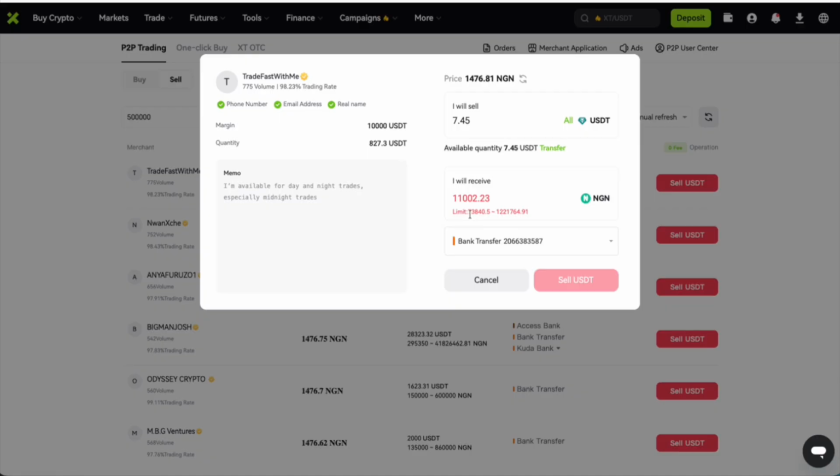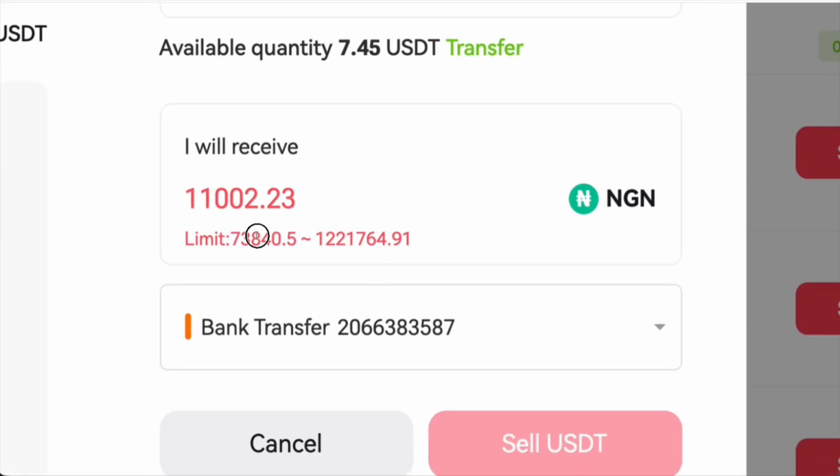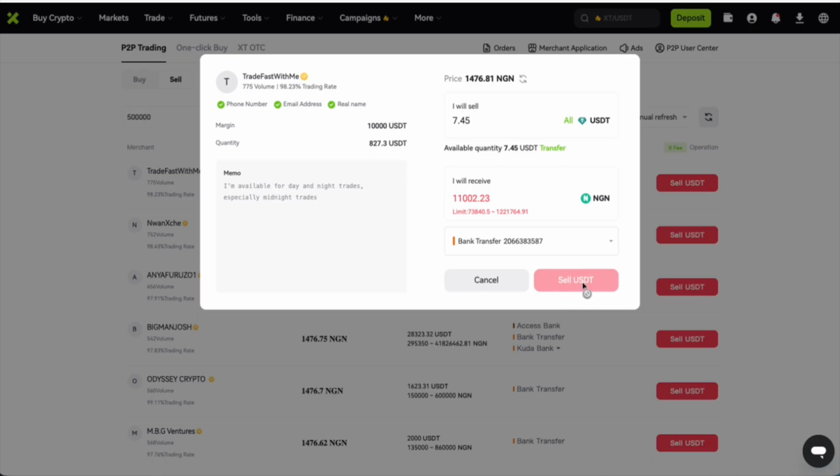Now, once I click on sell, you can see here the person's limit. This is the limit that I can sell to this person. I cannot sell 7 USDT. So once the limit is available, this will be active, and you just click on sell, and your account number will be shown to the person, just like the person's account number was shown to you when you were buying. This merchant will make a transfer to your account, and once you receive it, you will come back here and say that you have received the exact money, and then you go ahead and click on confirm, and the person will receive the USDT that you're selling.